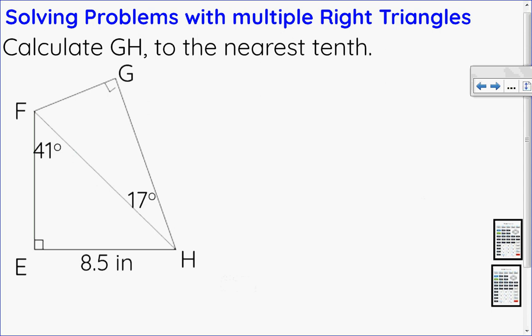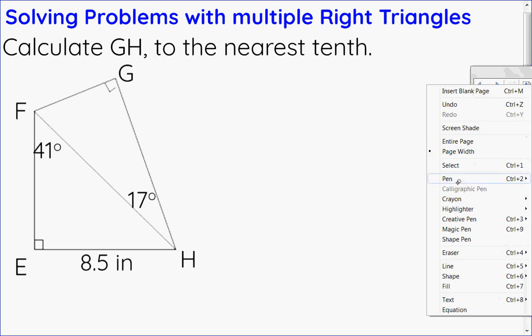My big tip for you in this is when you have two triangles that share a common side or angle, that common side or angle the majority of the time will be used in your calculation. So let's get started with this question here.